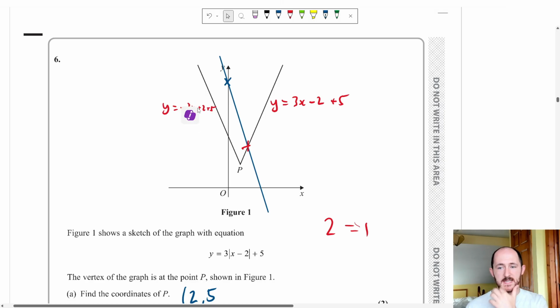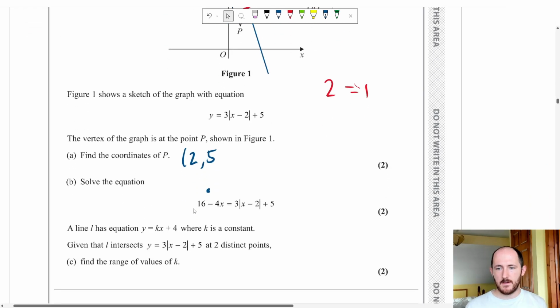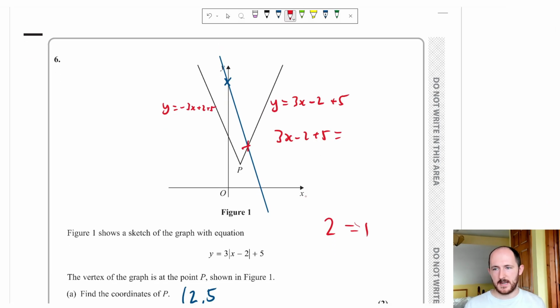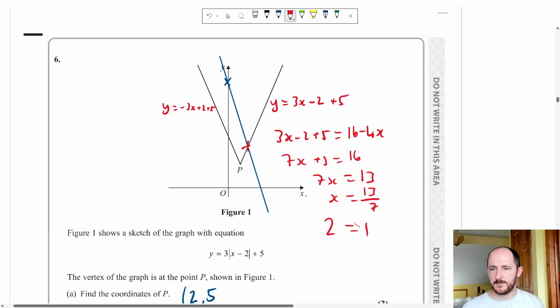So again, you've made two things equal that are never equal. That's why you get a nonsense answer. If you draw it out, you'll know which two equations to make equal. We're going to make 3x minus 2 plus 5 equal to 16 minus 4x, and that is the only solution we have. So now I'm going to add 4x to both sides. I'm going to gather the like terms. So we get 7x plus 3 equals 16. Minus 3 from both sides, you get 7x equals 13. Divide both sides by 7, you get x equal to 13 over 7.